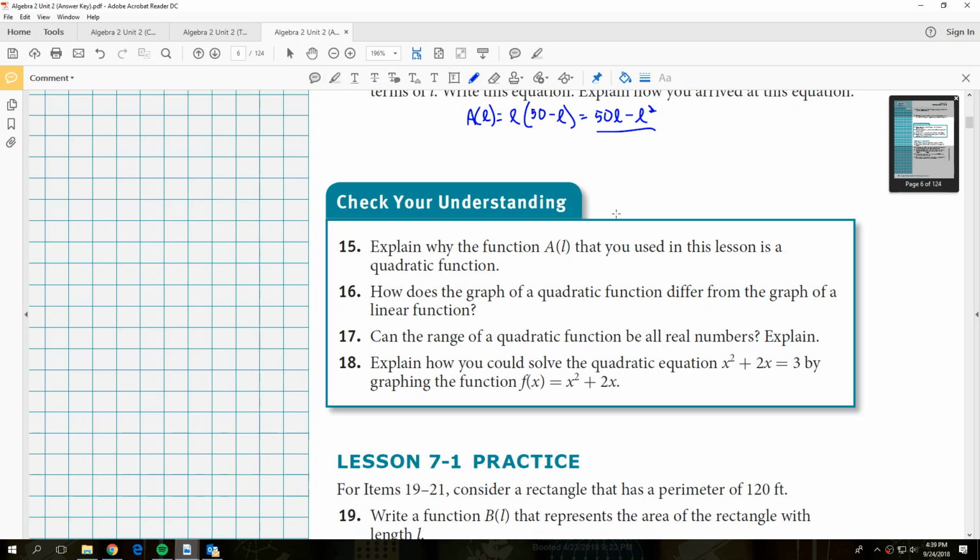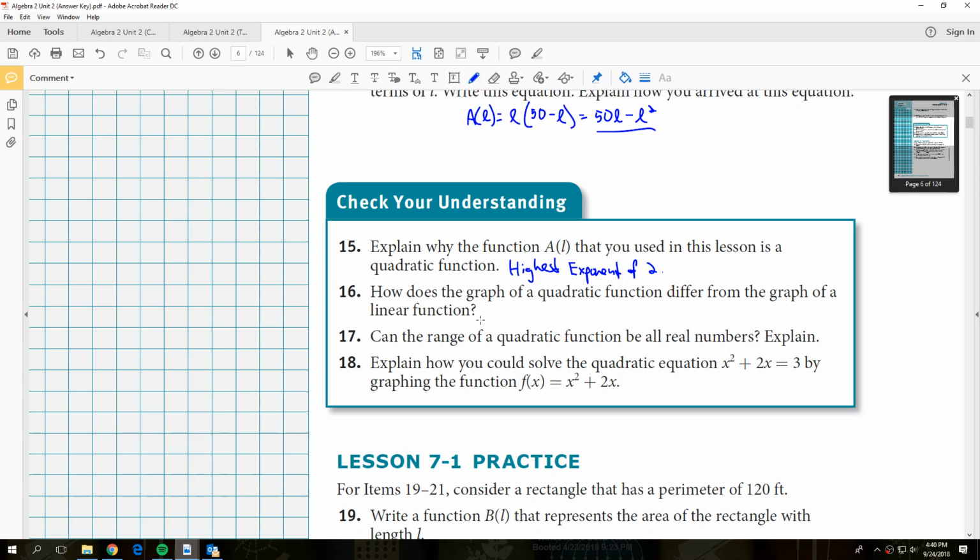Explain why the function A of L that you used in this lesson is a quadratic function. Well, we already just did that. It has a highest exponent of 2. That's what makes it a quadratic. By the way, if the highest exponent was a 1, then it would be linear, that would be y equals mx plus b, x to the first power. If it had a highest exponent of 3, it would be a cubic function. 4 would be quartic, 5 would be quintic, and so on and so forth.